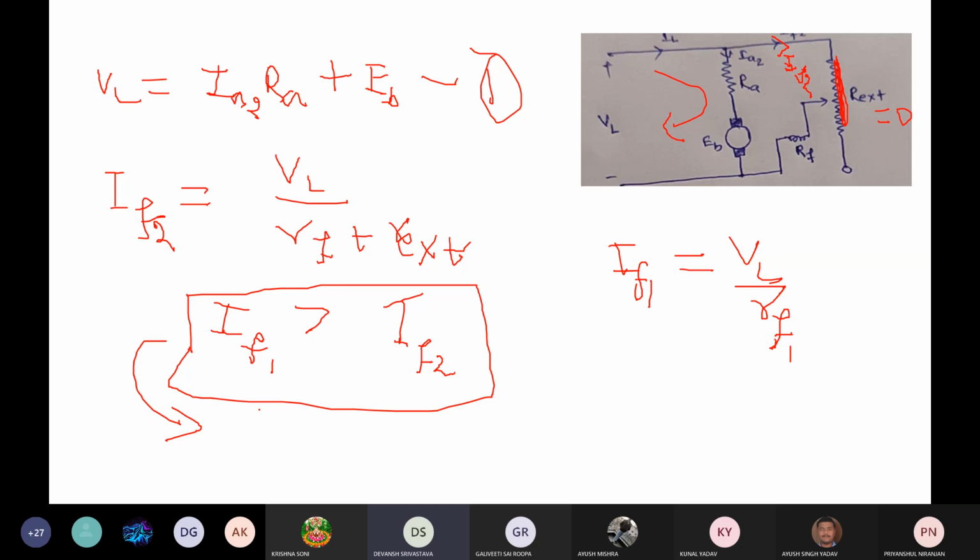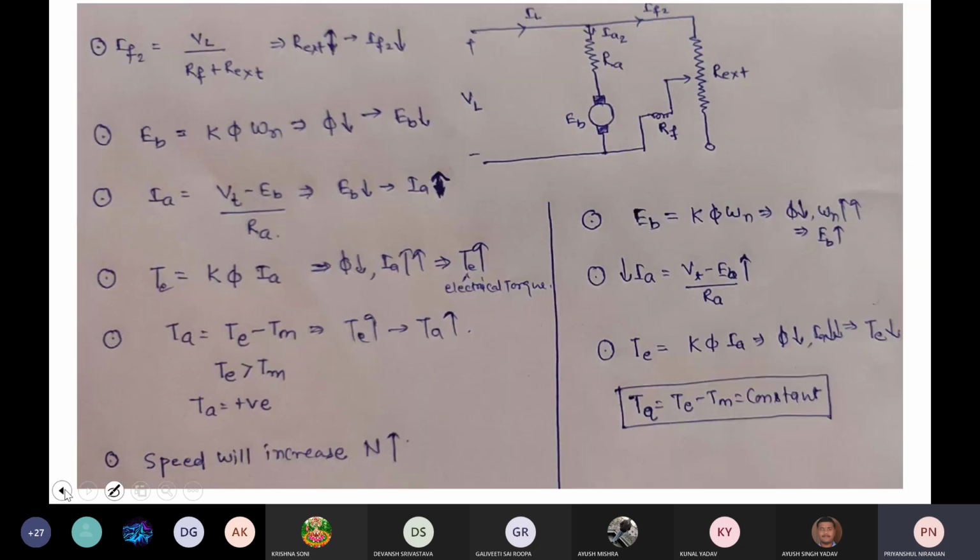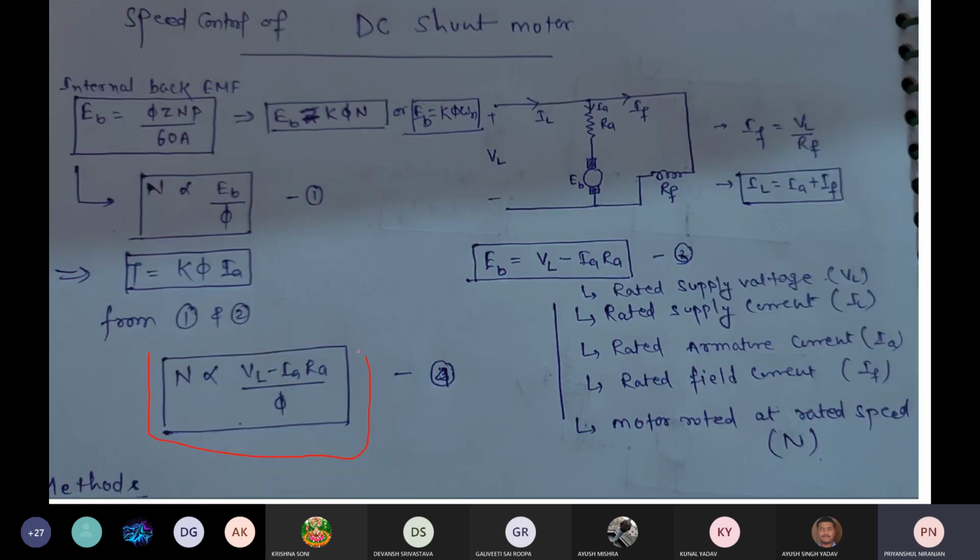Decreases, sir. Decreases. So IF2 decreases. Very good. Because IF is proportional to flux, na? Fine. And from that relation, when IF is less, in that circuit, speed will increase, or not?